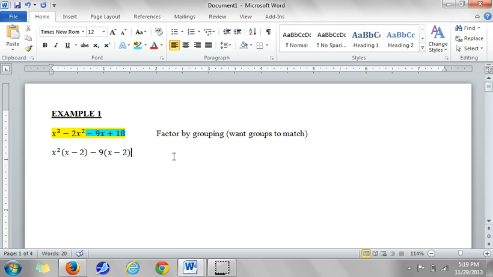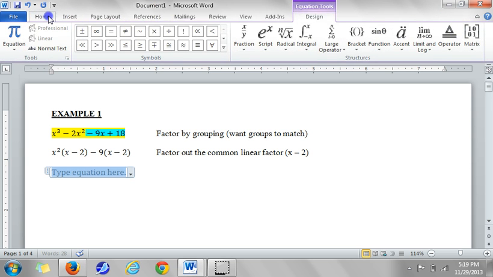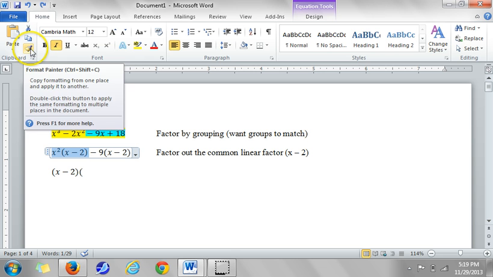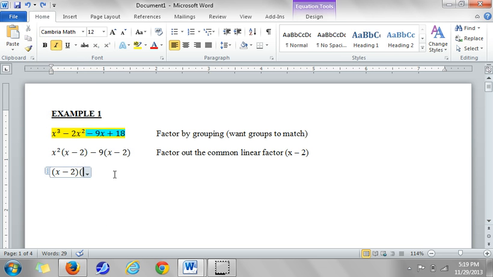Now I have a situation where the factors within my parentheses match. And so I can factor out the common linear factor of x minus 2. Factoring out the x minus 2 leaves behind, from my first set of terms, x squared. And with the second group, if I factor out x minus 2, then it leaves me with minus 9.